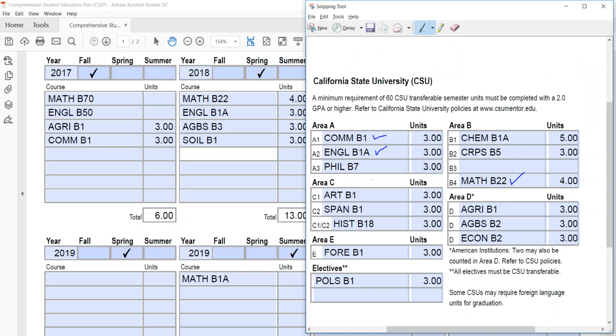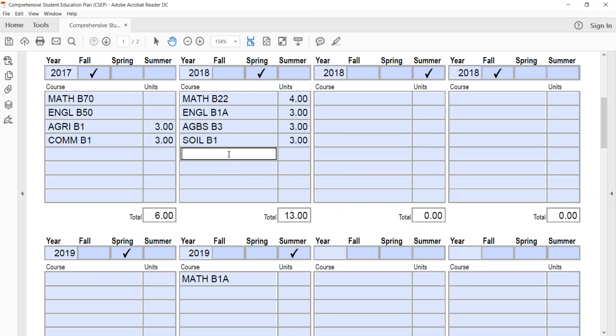I'm going to take another 3-unit class, and I'm going to go back over here, and I stuck that comm class in there, so that's done. You know, I'm going to take it easy. I don't know if Art B1 is easy, but I'm going to stick it in there. It's a lot easier than English and math. So voila, we have our fall and spring done.